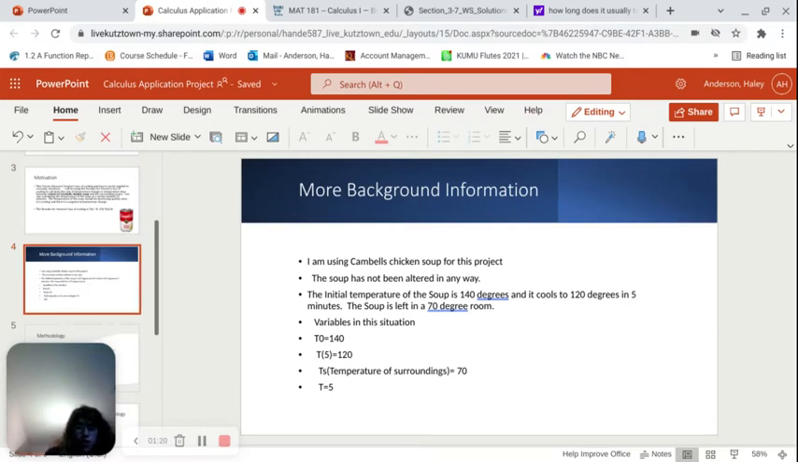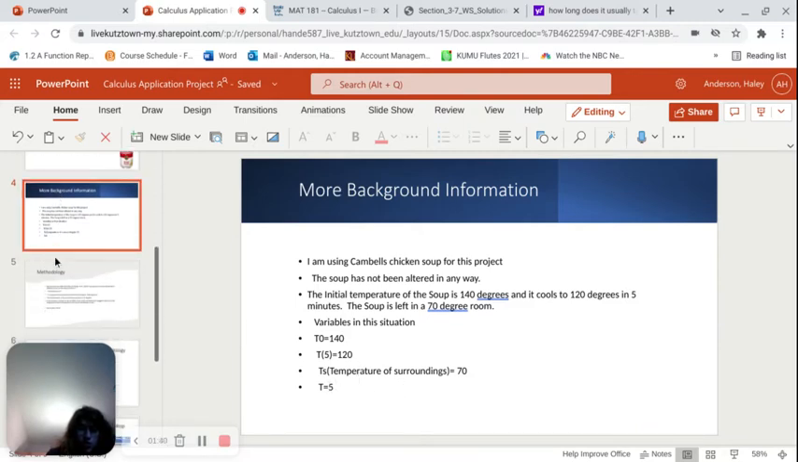So I found that the initial temperature of the soup is 140 degrees and it cools to 120 degrees in 5 minutes. The soup is left in a 70-degree room. So T sub 0 equals 140, T of 5 is 120, T sub S is 70, and t equals 5.